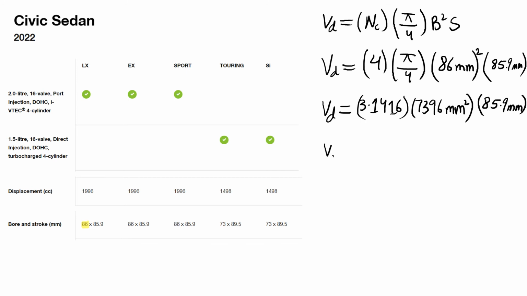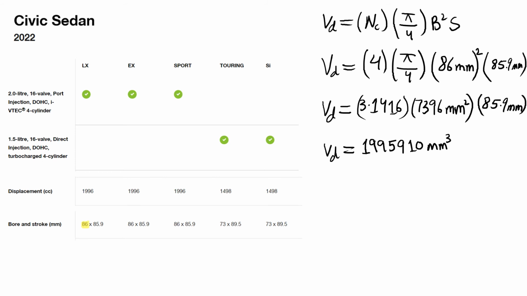Okay, now let's multiply all of this. 3.1416 times 7396 times 85.9. This turns out to be a very big value, but this is in millimeters, so this will be big. So 1,959,910 millimeters cubed this time, because we have millimeter squared and plus another millimeter, which will be millimeter cubed.